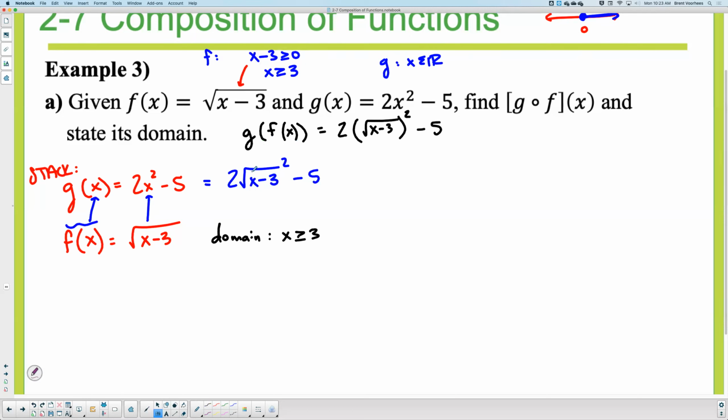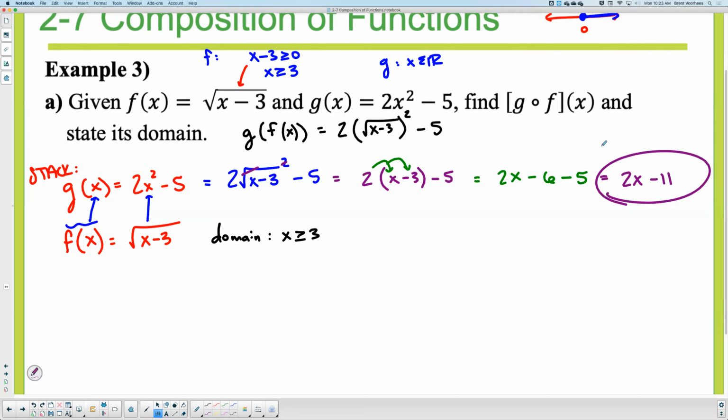So when I rewrite this, I will use parentheses this time because the root is gone. So I'm going to say 2 times x minus 3, minus 5. So what is 2 times x? 2x, and then it'll be minus, and we need to minus 5. So the final solution here, 2x minus 11. Now that's our composition. That's g of f right there.